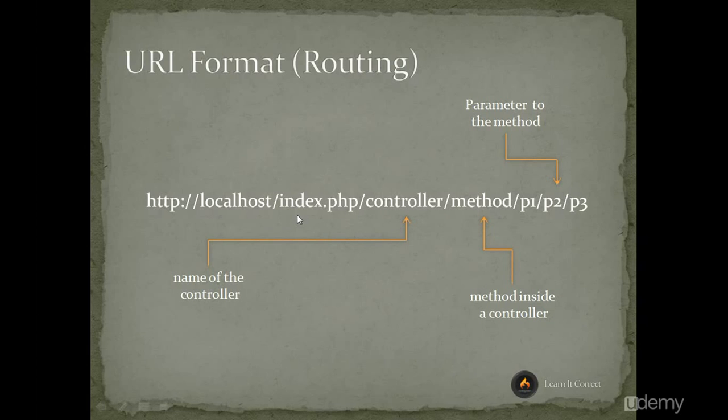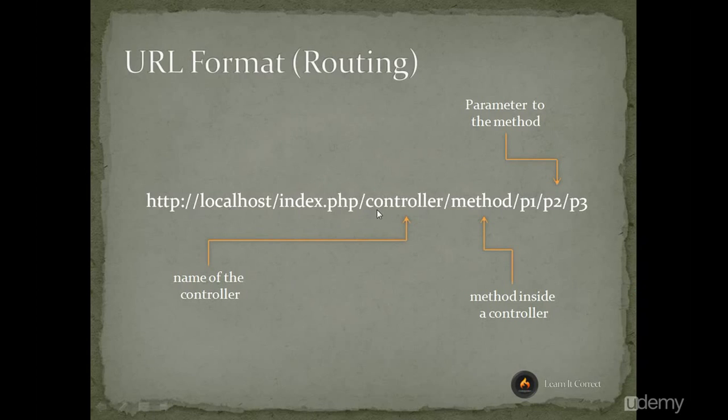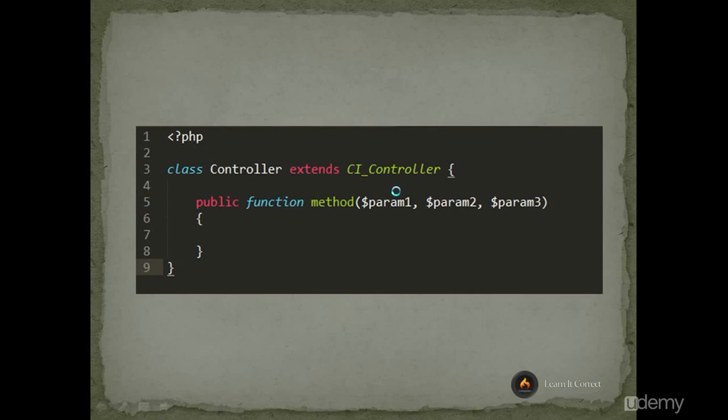Yes, I'll be covering in the configuration section how you can remove this index.php part and call localhost slash controller slash method like that. Okay, so this is the code behind this controller. If you need to access the controller, this is how you write it. The class controller extends CI controller. I'll explain these things in later videos.